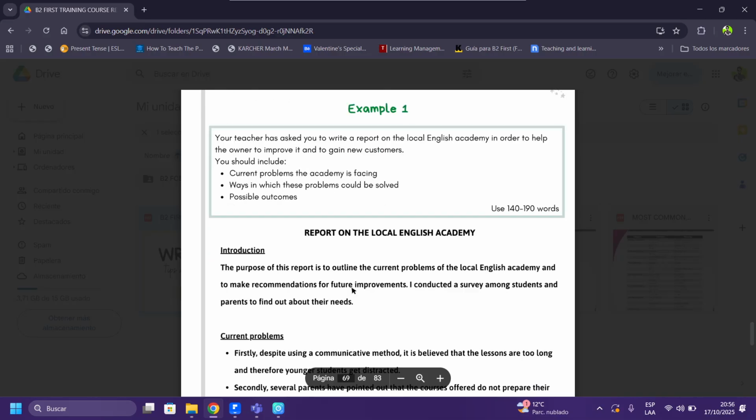All right. So, my dear Pamela, I'm going to show you one model answer so you can see how it works. The answer on the B2 First exam is going to look exactly like this. Can you help me out by reading the task? Your teacher has asked you to write a report on the local English Academy in order to help the owner to improve it and gain new customers. You should include current problems the Academy is facing, ways in which these problems could be solved, and possible outcomes.